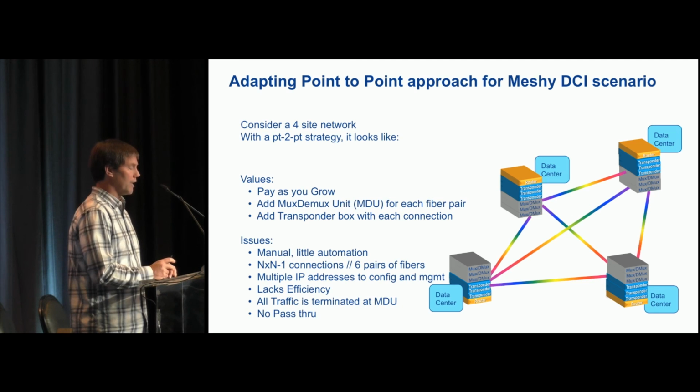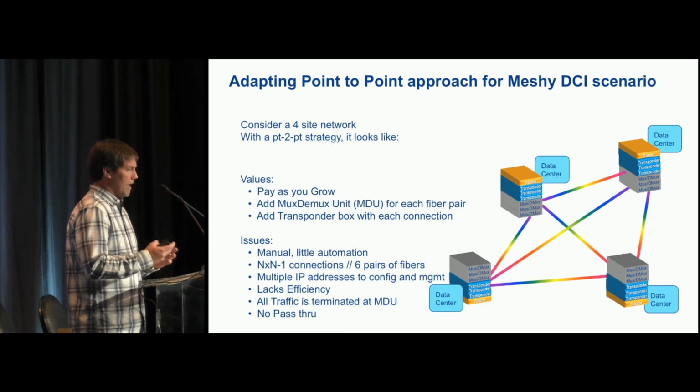And every one of those fiber pairs has a set of mux demuxes on it and a transponding function on it. So in this scenario, we have basically three mux demuxes as well as three sets of transponding functions, one per pair of fiber, at each one of the locations of the network. What this also does, when we look at it from a transponder pizza box function, is that instead of having a single box at each one of those locations, we now have three boxes that have IP addresses. So we went from having four IP addresses in the network to be managed to now having 12 IP addresses in the network to be managed.